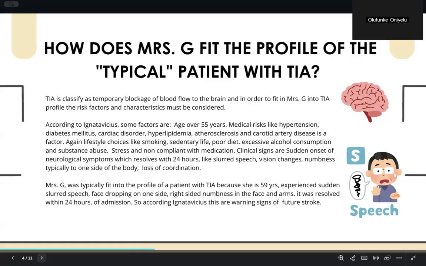So, fitting Miss G into this profile, we're going to say that from the information that we have, Miss G is 59 years old. She experienced sudden slurred speech with facial droop on one side, with right-sided numbness in the face and arms. And the symptoms were resolved within 24 hours of admission. So, this is what fit her into the profile.